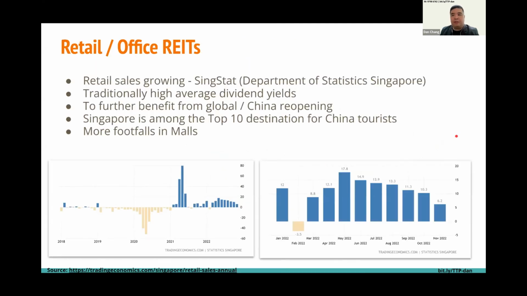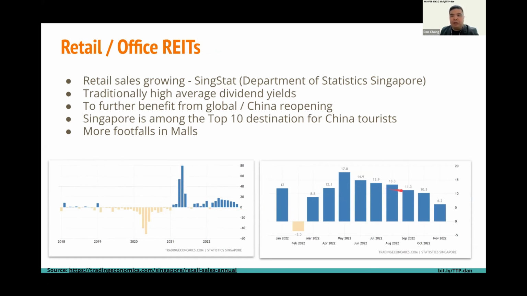Now coming over to retail and office REITs. Why retail and office REITs? As I mentioned earlier, retail sales has been growing. According to the Department of Statistics Singapore, we can see that retail sales has been growing since 2021. Blue means that retail sales is growing, yellow means that retail sales is contracting. In 2021, it's still unstable. Sometimes very high, sometimes very low.